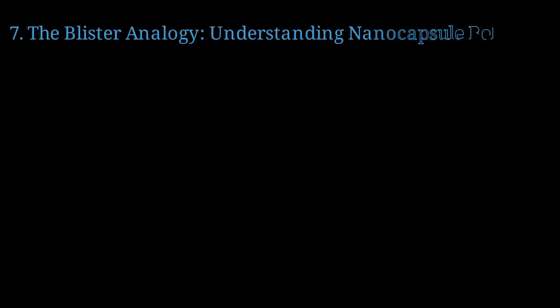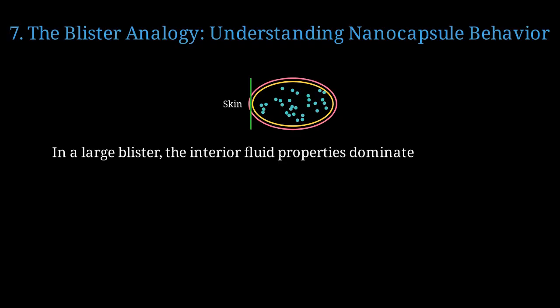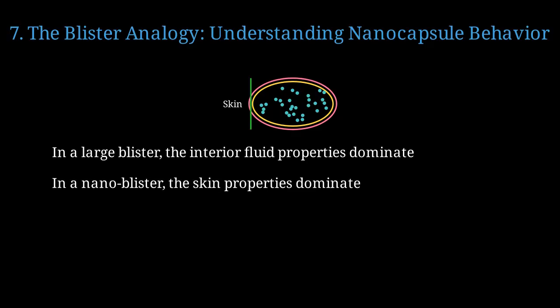Let's use an analogy to make this intuitive. Think of a nanocapsule like a tiny blister full of medicine. In a normal-sized blister, the skin is just a thin barrier. But in a nano blister, the skin is proportionally huge and dominates everything. In a large blister, the properties of the interior fluid, like viscosity and diffusion, determine how medicine spreads and releases. But in a nano blister, the skin's properties, like permeability, flexibility, and binding sites, dominate the release mechanism.